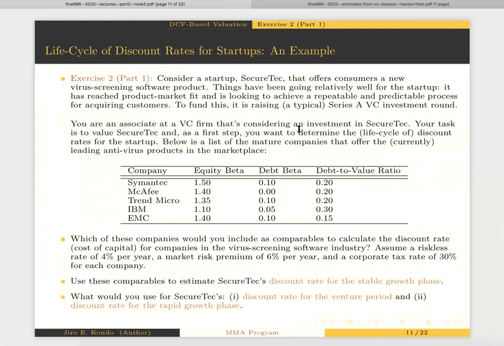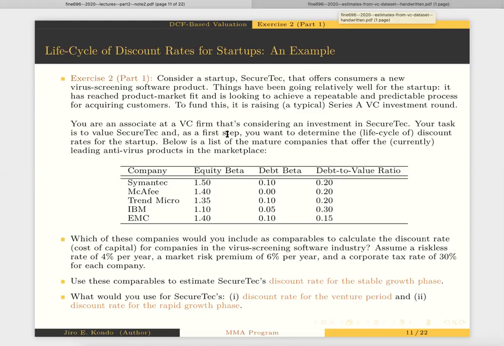And we want to get the life cycle of discount rates for this startup. So what do we think its discount rate should be from now until exit? How high should it be during the rapid growth phase? How high should it be during the stable growth phase?